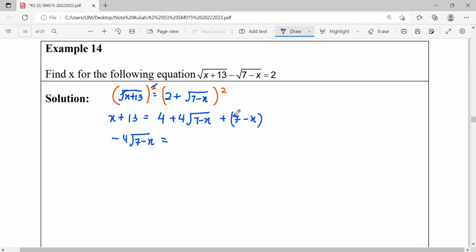Okay, then we try to calculate after moving this to the right hand side. So your x moves to the right hand side, minus x, it gives you negative 2x. How about the value? 4 plus 7, 11. 11 minus 13 gives you negative 2. Then we see the coefficient in front here. It is 4, 2, 2, somewhat negative.